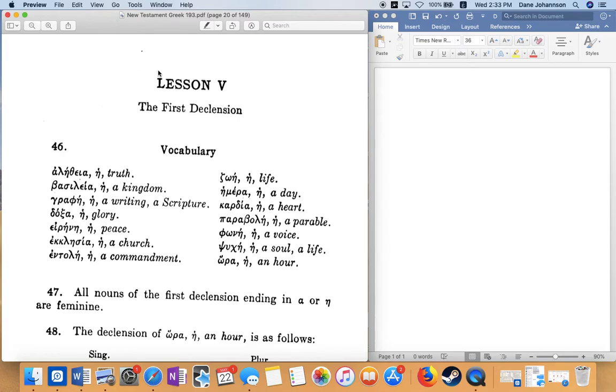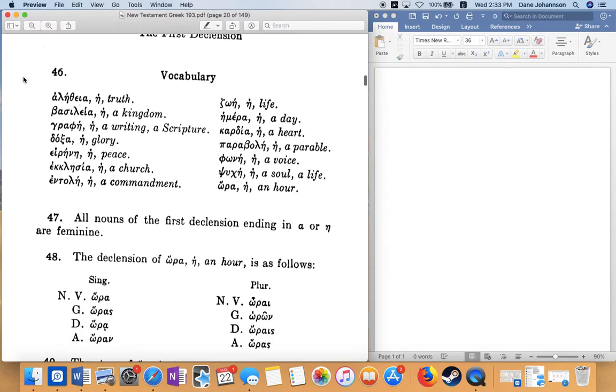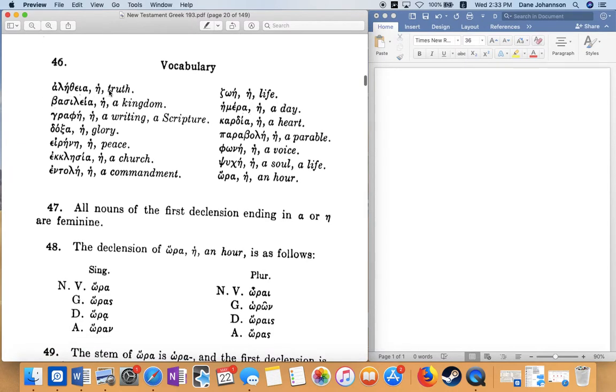So anyway, this is lesson five. He covers the first declension and verbs and things like that. So let's look at the vocabulary. Again, this is e aletheia, which means the, because there's a definite article, truth. I don't know why he doesn't put the definite article, but either way, it's fine. As you're learning, just remember the definite article there means the, and so this is feminine. E aletheia, truth. E vasilia, the kingdom, or without the definite article, a kingdom. E graphi, the writing, the scripture. E doxa, the glory. E irini, the peace.